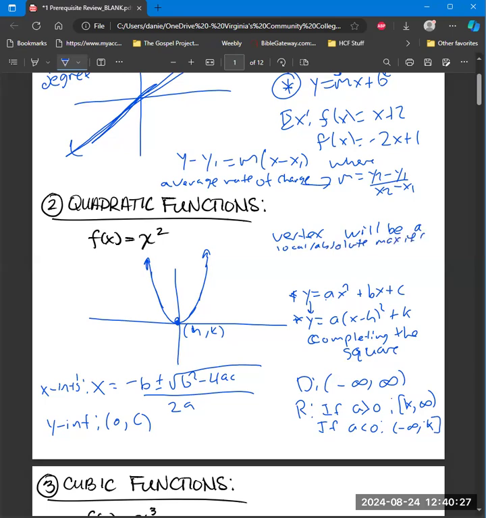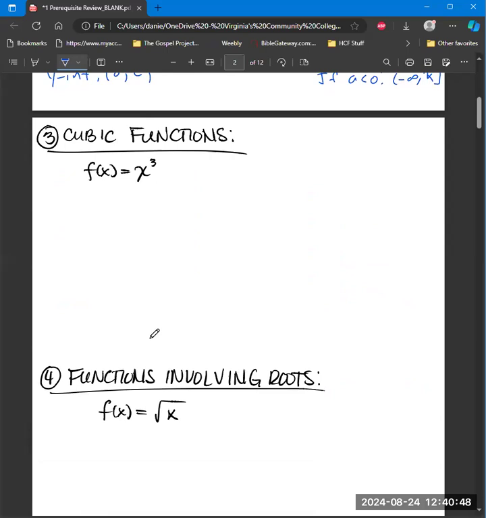If a is greater than 0, our vertex will be a local and absolute min. Again, more on minima and maxima later.